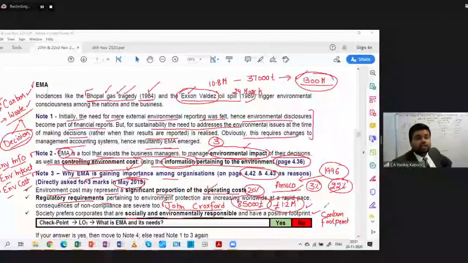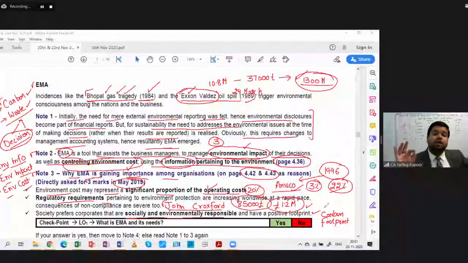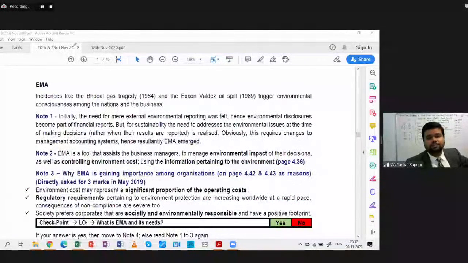So what are the three factors due to which EMA is getting the importance? The first factor is this: the EMA considers the environment cost, and the environment cost is a major component of your operating cost. Number one. Number two, not considering the environment may lead you to harsh consequences due to the regulatory or legal requirement. And number three is what? That people love to buy the product from those companies which are socially or environmentally responsible. Agreed? Now moving further.